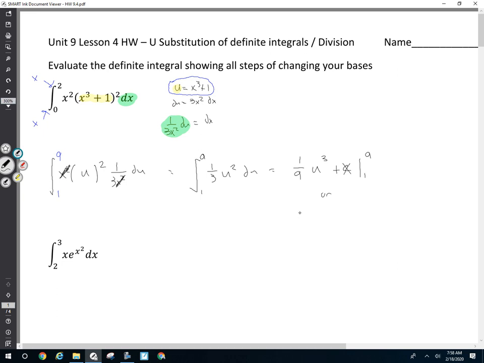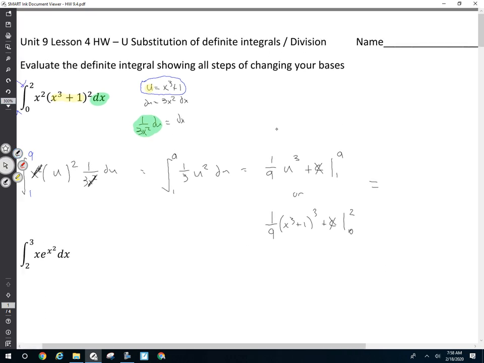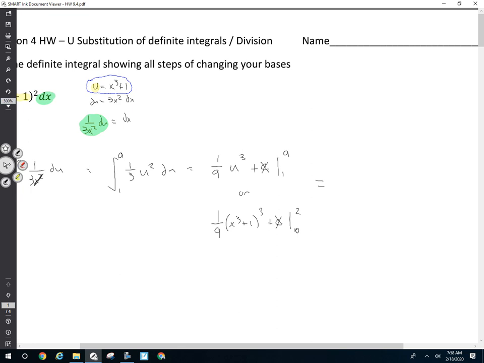Or, if I wanted to, I could have gone back to x's. 1/9, that'd be x cubed plus 1, cubed, plus c. Don't need it because I'm doing it from 0 to 2. What you'll find is if you plug 0 and 2 in, it's the same as plugging 1 and 9 in here. So regardless of which way you do it, I expect you to be able to change your bases. I'd get 9 cubed times 1/9, so that'd end up being 9 squared, which is 81, minus 1/9. I'm just going to leave that.